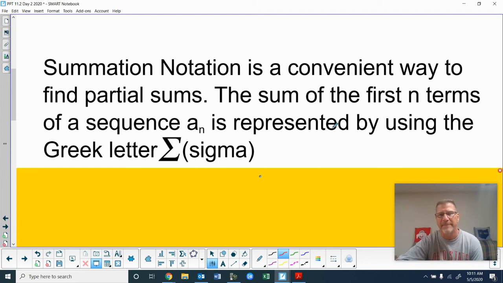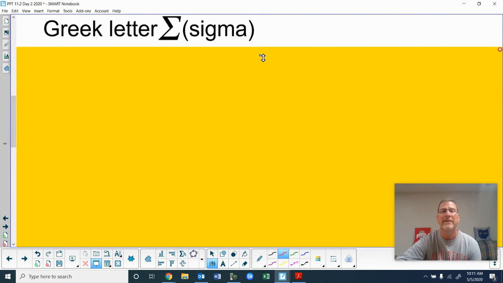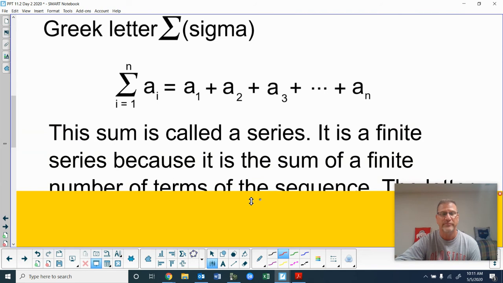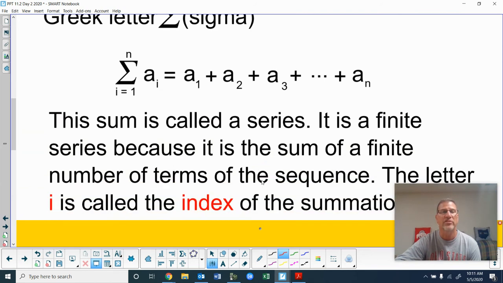So that's what we're doing today: we're going to find 3, 4, 5, 6 terms of a sequence, and then we're going to add them up. Here's an example of that summation notation.